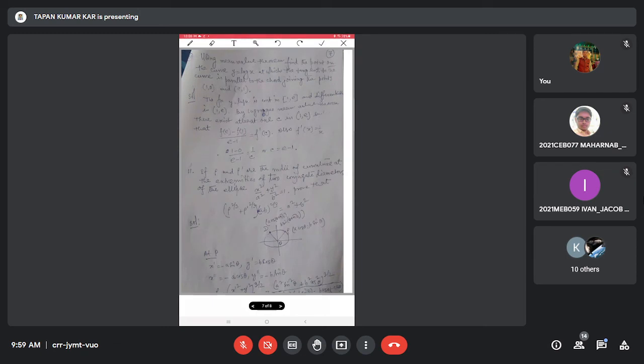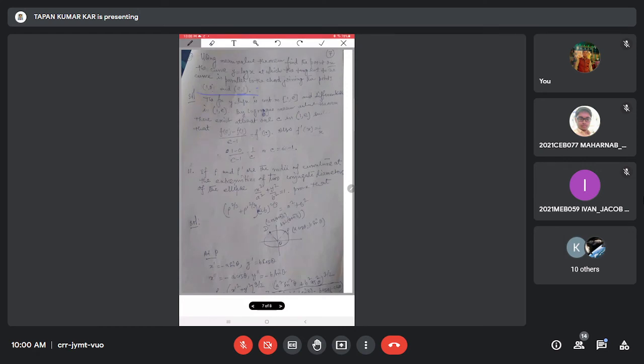So here the 2 points are given at 1, 0 and e, 1. So y equal to log x is the function. So 1, 0 is x equal to 1, y equal to 0, and here x equal to e, y equal to 1.